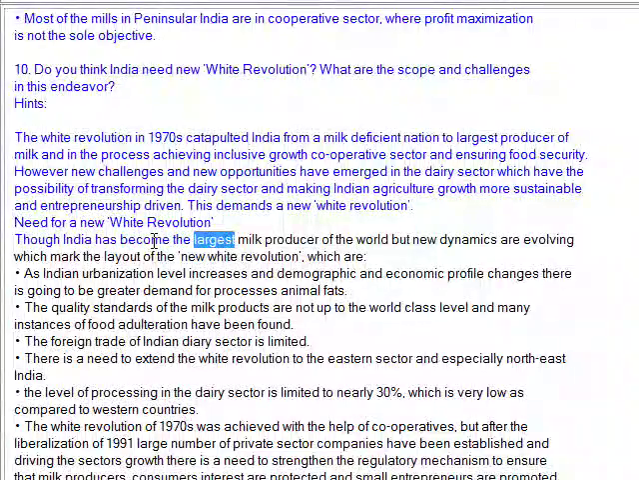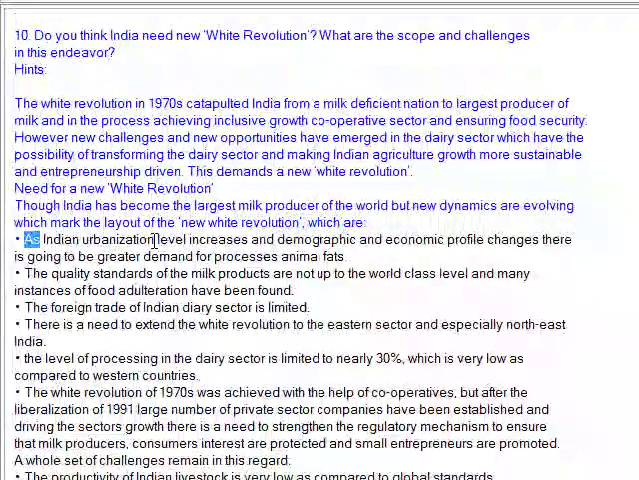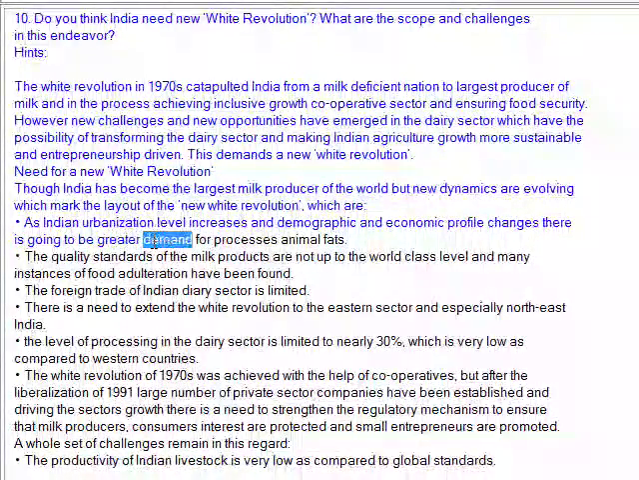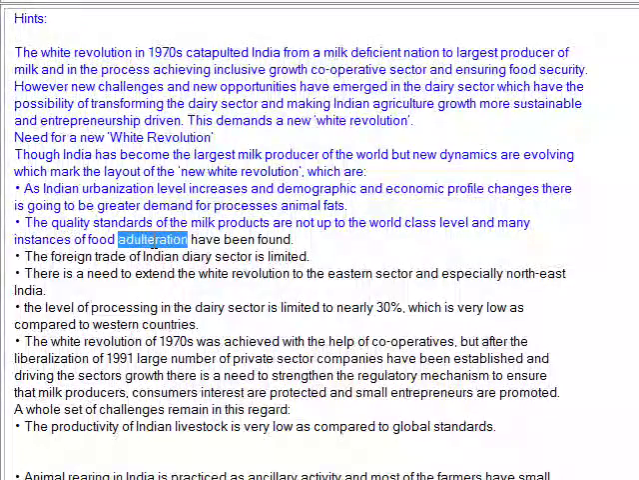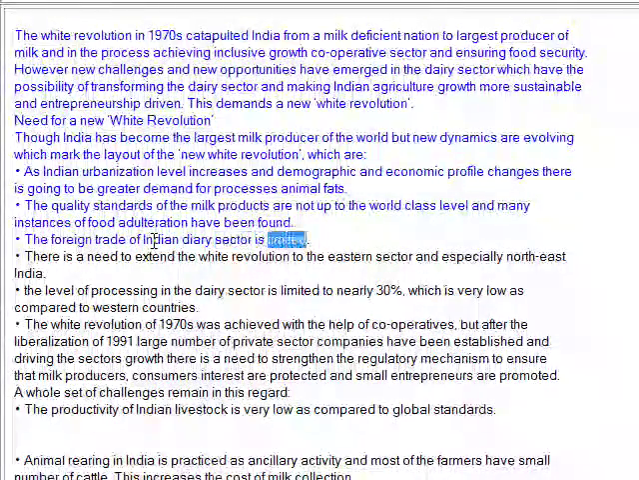India has become the largest milk producer of the world, but new dynamics are evolving which mark the layout of the new white revolution. As Indian urbanization level increases and demographic and economic profile changes, there is going to be greater demand for processed animal fats. The quality standards of the milk products are not up to the world-class level and many instances of food adulteration have been found. The foreign trade of the Indian dairy sector is limited.